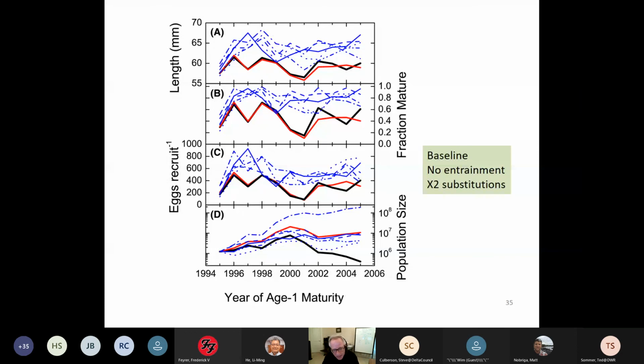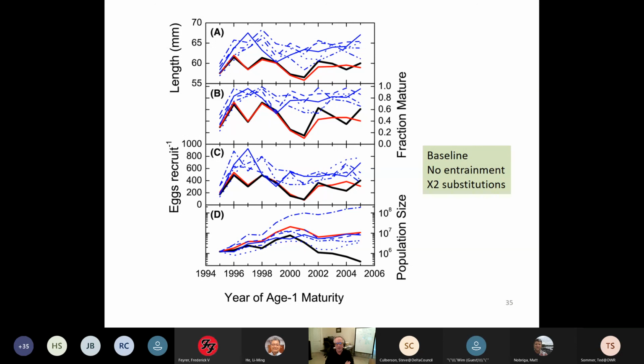The key, though, is why. Why did it happen? And that's what we do in the paper, and you should always expect that from these kinds of models: why did it happen? Well, it turns out they grew a lot better, which made the age ones more mature, a higher percent mature. Eggs per recruit increased because they were heavier, and therefore population size increased.